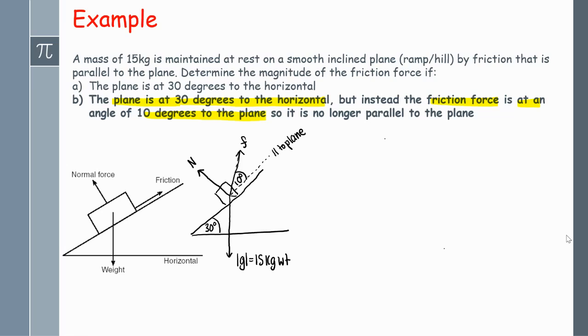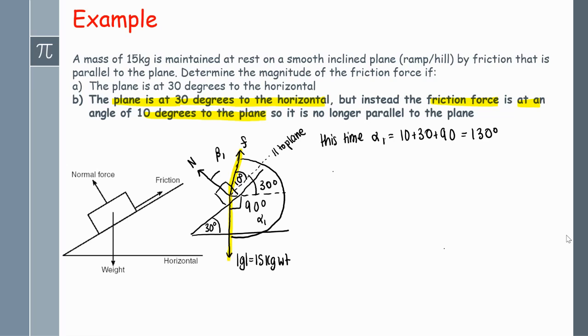Now, again, I know this parallel component to the plane must be 30 degrees. And now I can find out some angles here. We can see that that missing part between our friction force and gravity is 90 degrees. So the whole thing between our friction force and our gravity force would be 10 plus 30 plus 90. I'm going to call this alpha 1. This comes to 130 degrees.